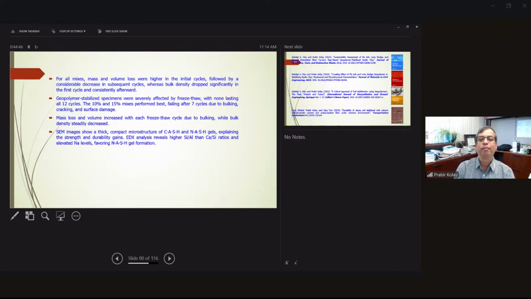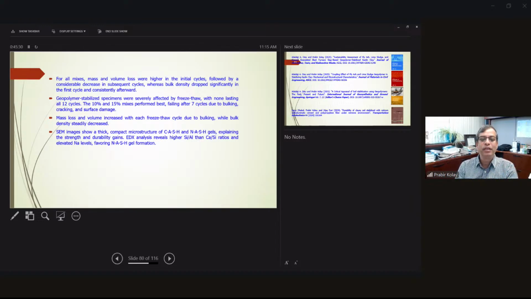And then for all mixes, mass and volume loss were higher in the initial cycles, followed by a considerable decrease in the subsequent cycles. So geopolymer samples are effectively affected by freeze thaw. For all the combinations, no samples survived after 12 cycles, whereas for wetting drying, samples survived. So freezing thaw seems more harsh. Mass loss and volume increased with each freeze thaw cycle due to bulking, while bulk density steadily decreased.